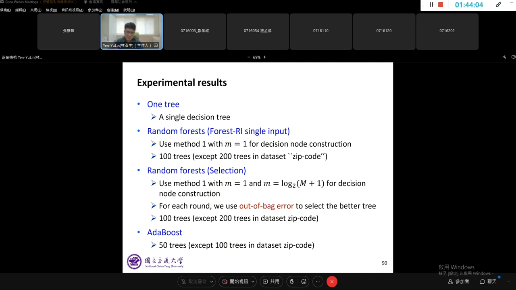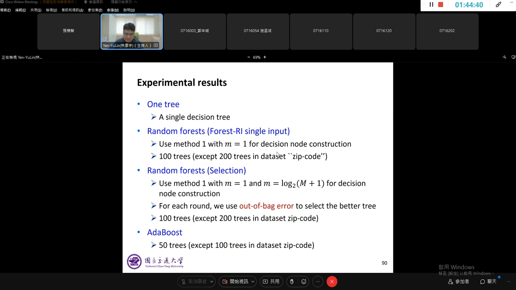In each decision node, we randomly select a single attribute. Based on this selected attribute, we can divide a node into 2 branches. So this is the extreme case. m is equal to 1. In this process, we can use random forest to generate 100 decision trees for all the data sets, except 200 trees for the data set zip code.